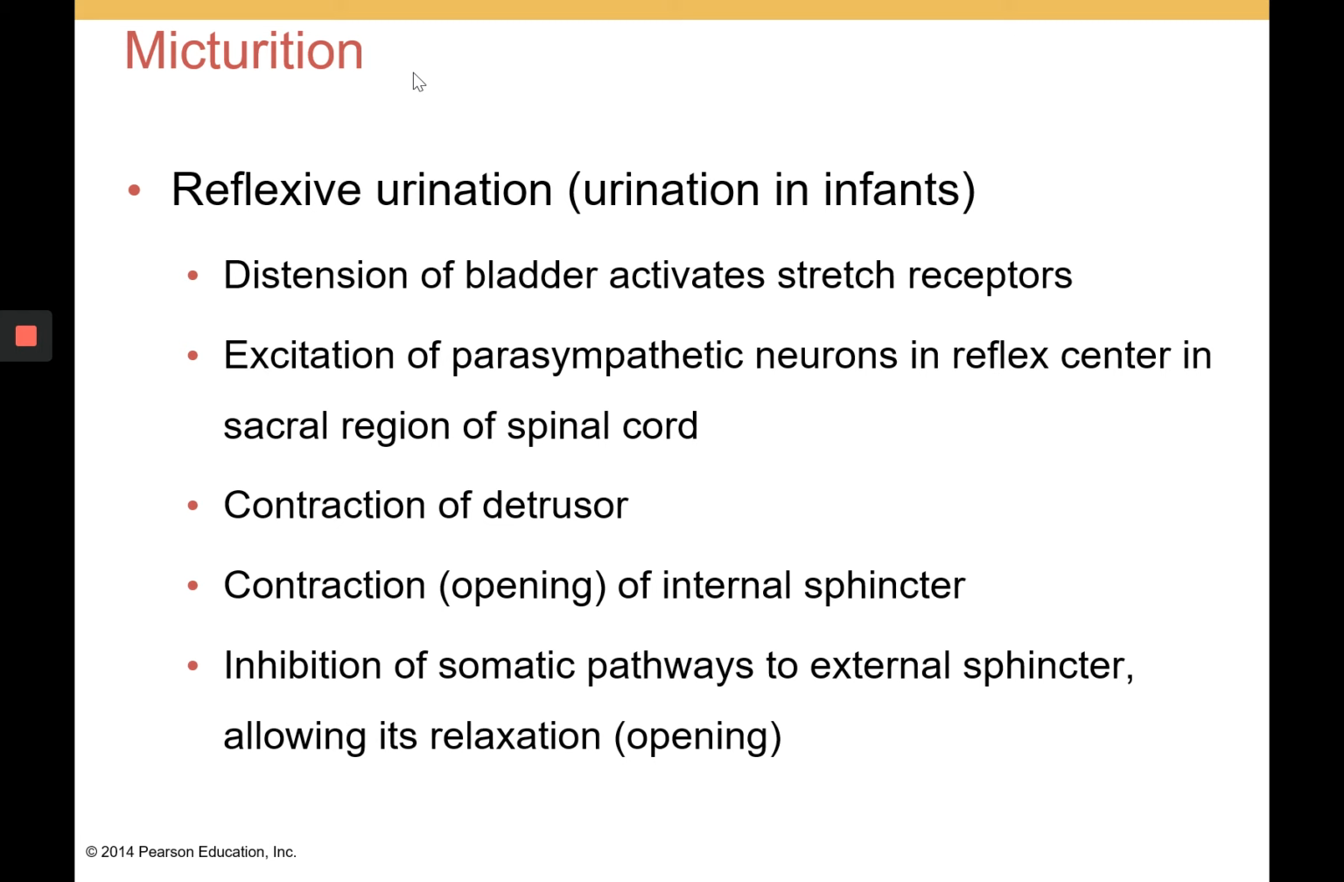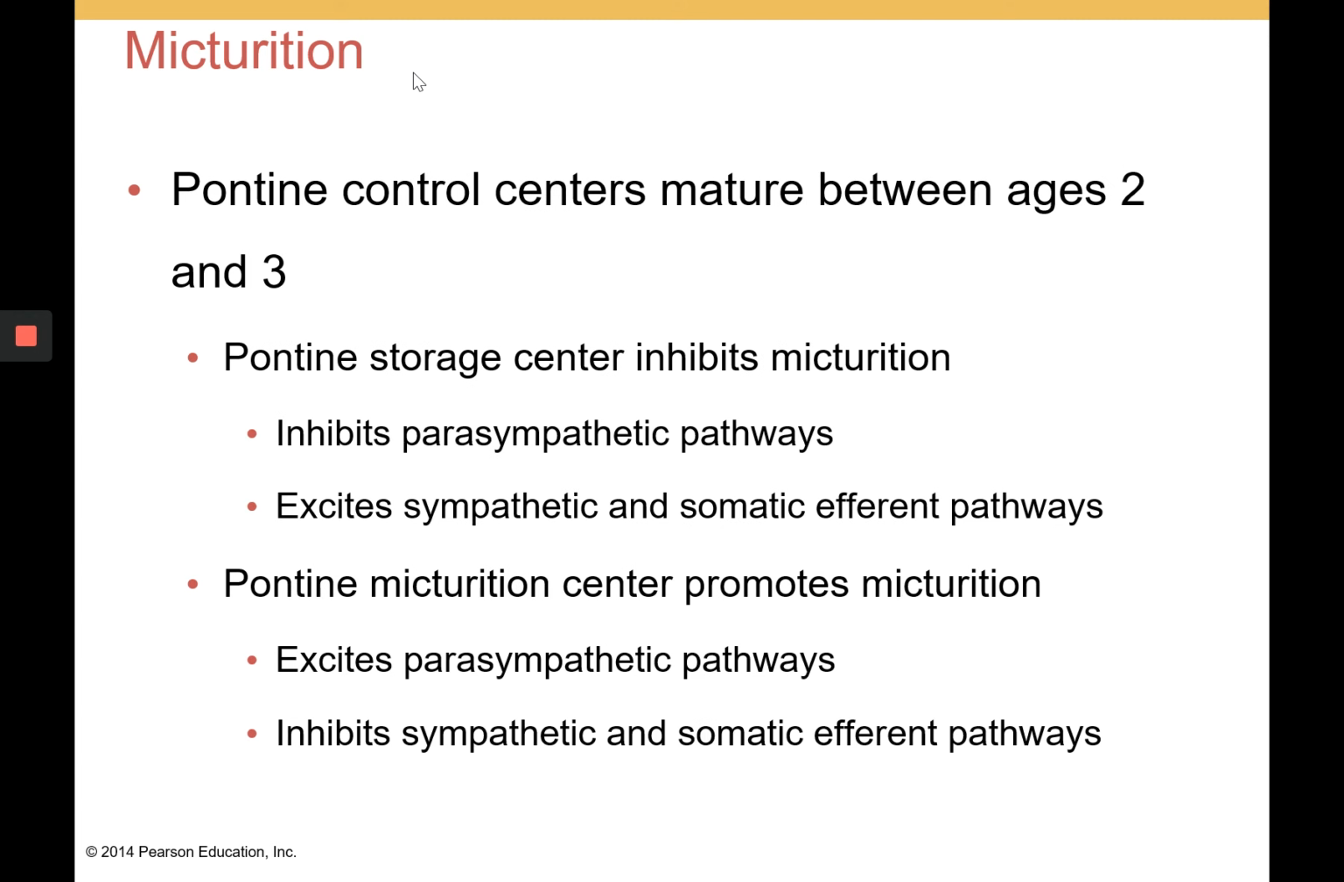In infants, reflexive urination occurs. So the distension of their bladder activates stretch receptors. That excites parasympathetic neurons. That's going to cause contraction of the detrusor in the urinary bladder, opening of the internal sphincter, and they don't yet have control over their external urethral sphincter. So its opening is going to be allowed upon this pressure occurring after internal urethral sphincter opening, and so we see its relaxation or opening occur in infants. They really don't get control, infants don't, of their external urethral sphincter until their pontine control centers in the pons of their brainstem mature at about the age of 2 to 3.